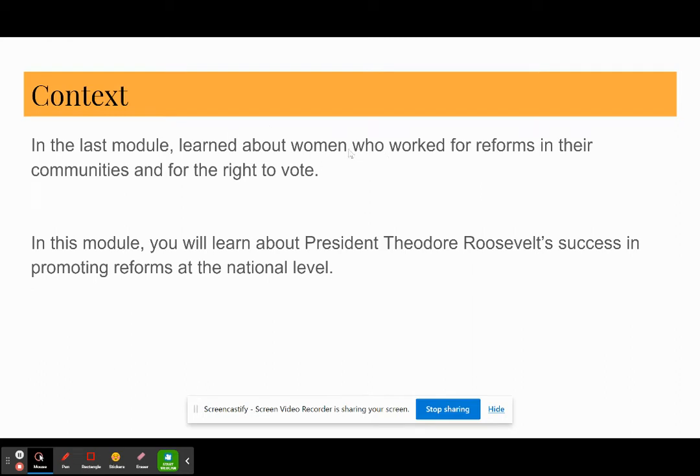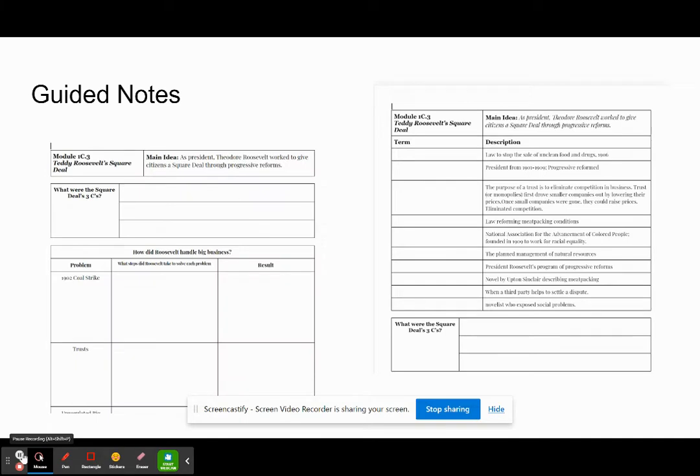So in the last module, you learned about women who worked for reforms in their communities and for the right to vote. You learned about how women helped each other in order to deal with childcare and other work-related things so that they could be more engaged in the public process. And we also saw that women were trying to abolish alcohol, trying to get the right to vote. And in this module, you're going to learn about Theodore Roosevelt and his success in promoting reforms at the national level. These are the guided readings you'll be using.